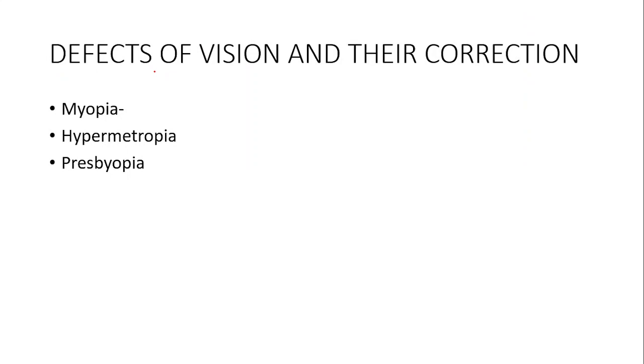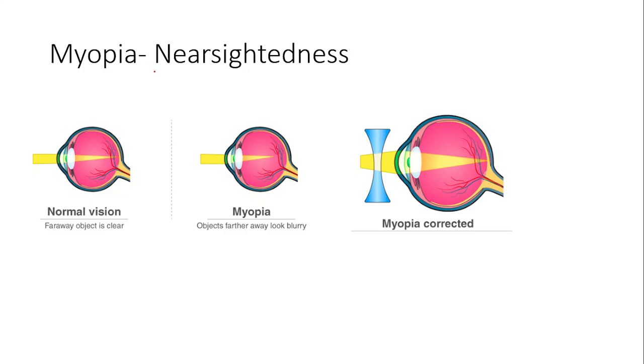Next is defects of vision and their correction. 3 important defects: myopia, hypermetropia, presbyopia. These 3 are important. Let us try to understand the first one. First one is myopia. It means nearsightedness. Objects nearby can be seen, but the objects which are far cannot be seen.